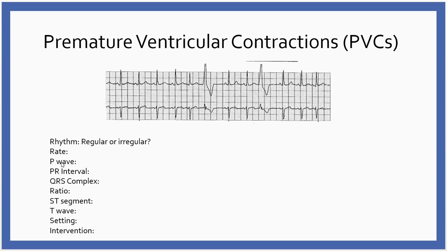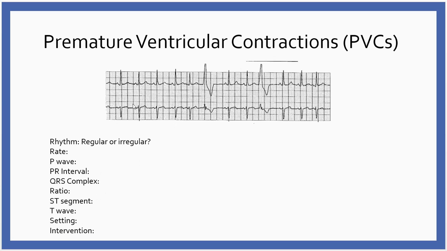And on the underlying rhythm, I'm going to look for P waves. And so you'll notice on this particular rhythm, I do have a P wave in front of every QRS. This one got a little squishy, but there's a P wave in front of every QRS. We don't see a P wave in front of the PVC. And they're consistent. They look about the same.